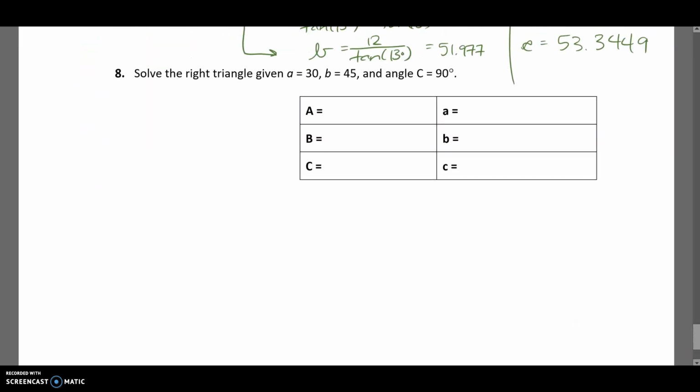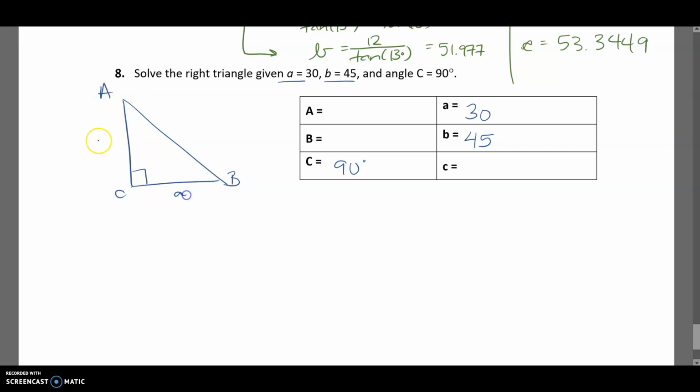So we'll solve this right triangle being told that side A is 30, side B is 45, and angle C is 90 degrees. Again, we're asked to do a sketch. So I can label my angles and my sides. I know side A is 30 and side B is 45. Angle C is 90 degrees, my right angle. I can decide where to start.